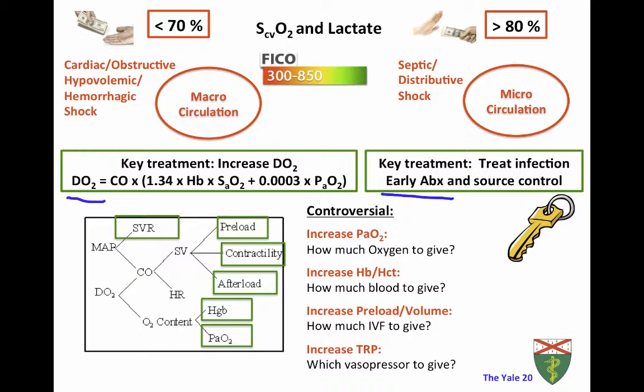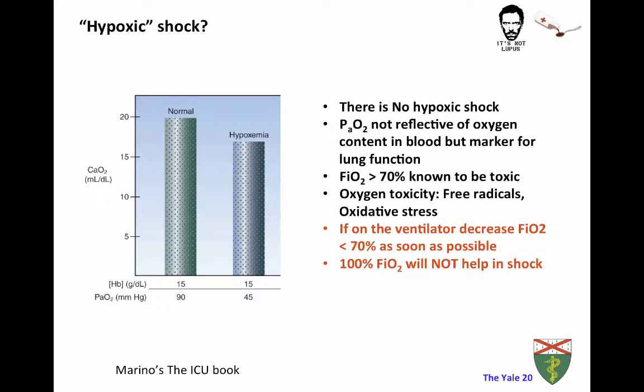Next, we will go into the specifics of other therapies, including how much oxygen, volume, blood, or vasopressors to give when these are indicated. First, if the patient is either intubated or receiving non-invasive oxygen, you will be able to dictate how much oxygen the patient receives. Note that there is no such thing as hypoxic shock, as the PaO2, here I'm describing the partial pressure of alveolar oxygen, does not reflect the oxygen content in the blood, but is rather a marker of lung function.